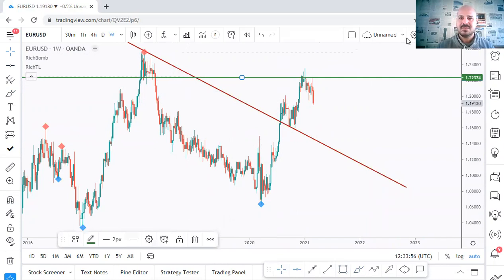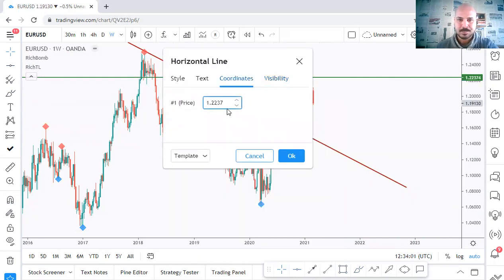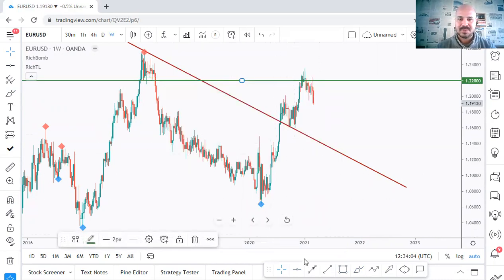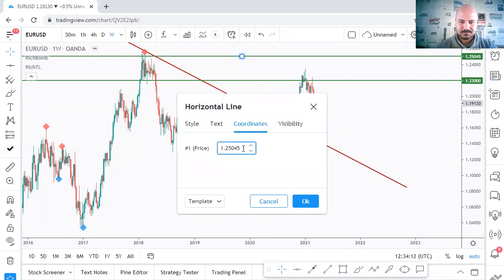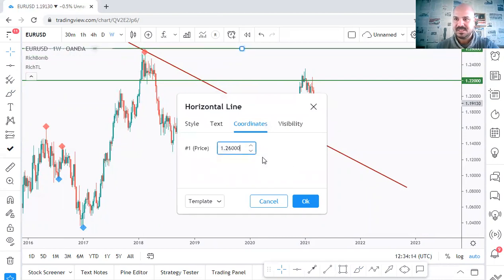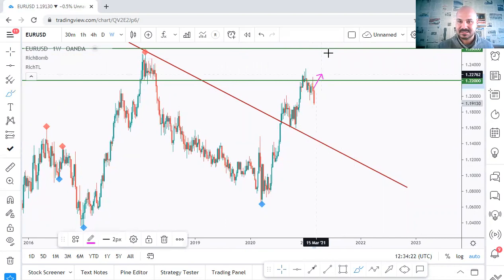So let's make it 1.2. And the upper bound of this resistance, let's make it around 1.6. Here we go, right? So this is our entire area, and as long as price is approaching it or sitting inside it, we will be only interested in selling EURUSD.